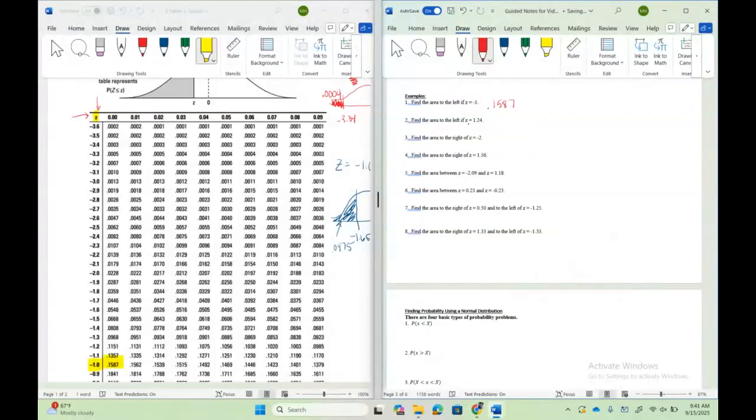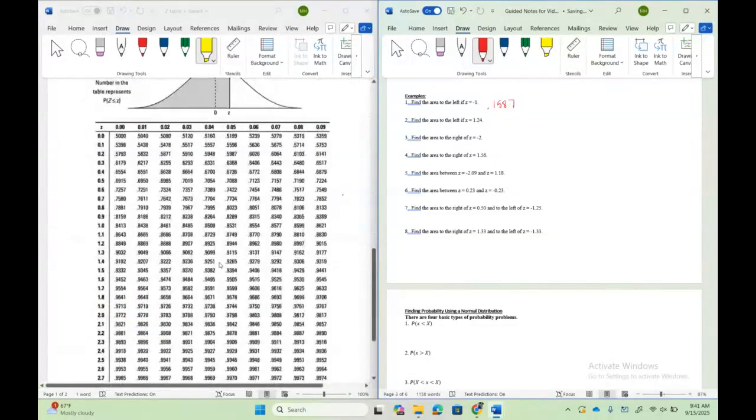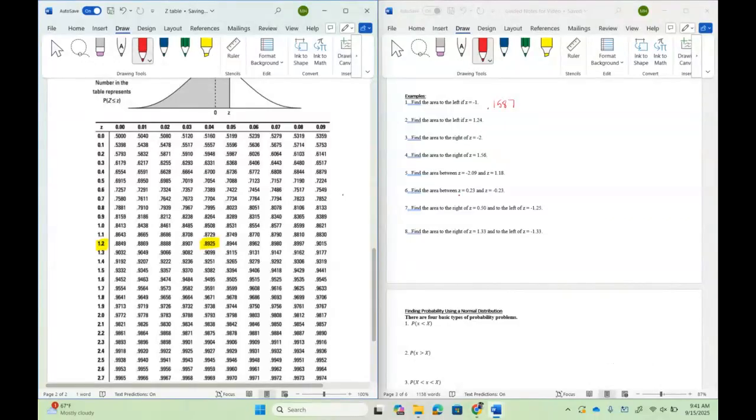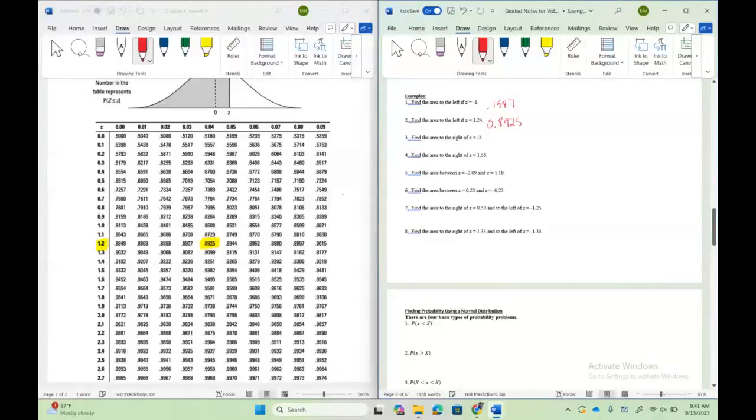We're going to find the area to the left of z equals 1.24. So now I've got to go to my positive table. I'm at 1.24. Okay, so that area is 0.8925.